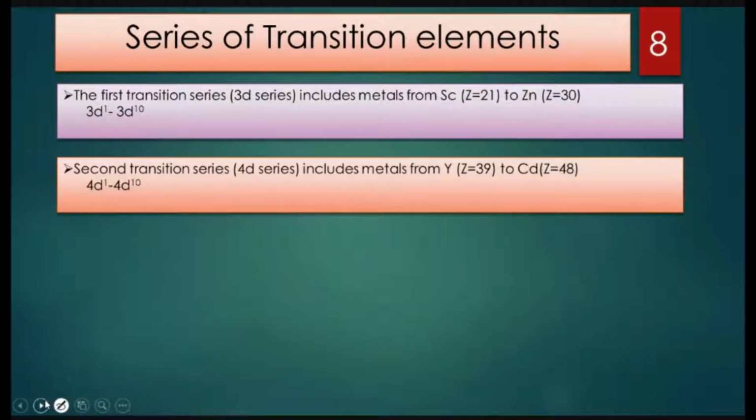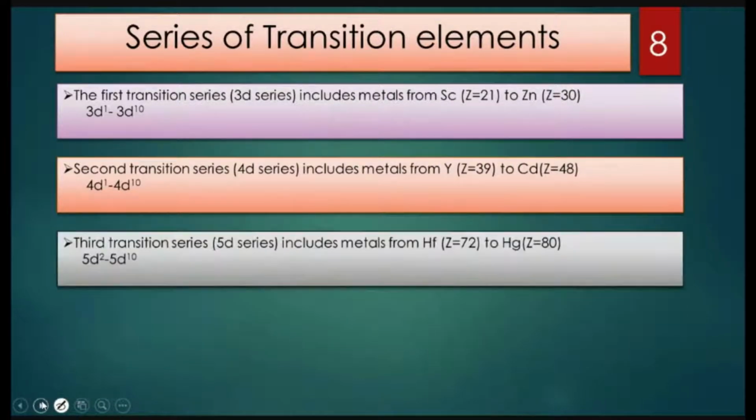Here, the second transition series, which is also called the 4d transition series, includes the metals from yttrium to cadmium. Why is it called a 4d transition series of elements? It is because in these elements the 4d orbital is progressively filled from 4d1 to 4d10. The next series is the third transition series, which is also called the 5d transition series of elements, which includes the elements from hafnium to mercury. In this series of elements the 5d orbital is progressively filled.